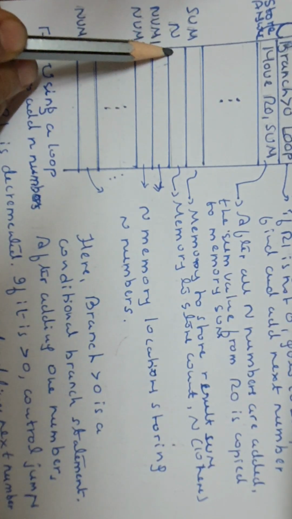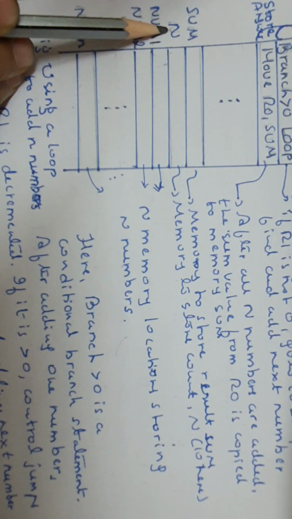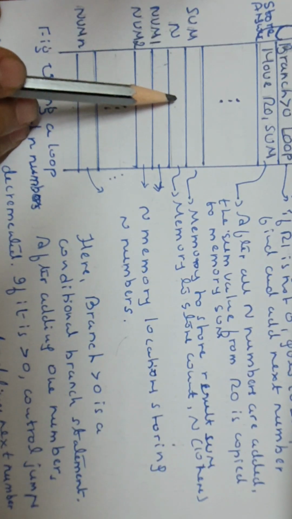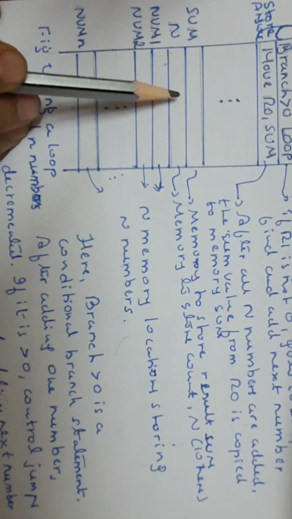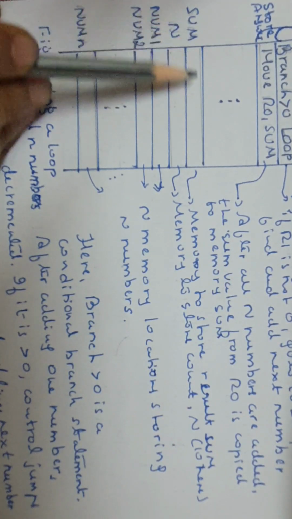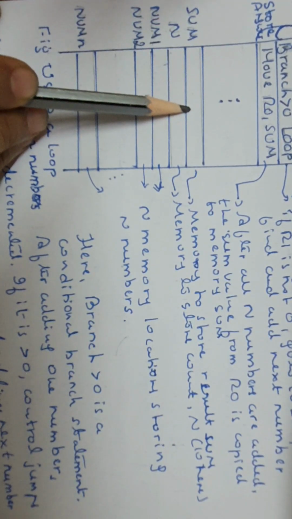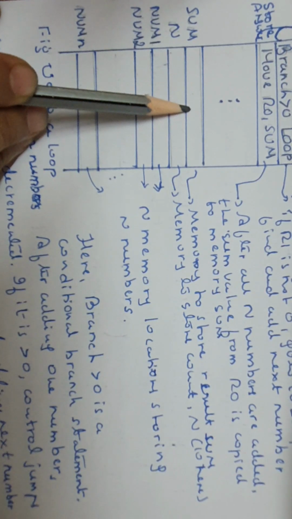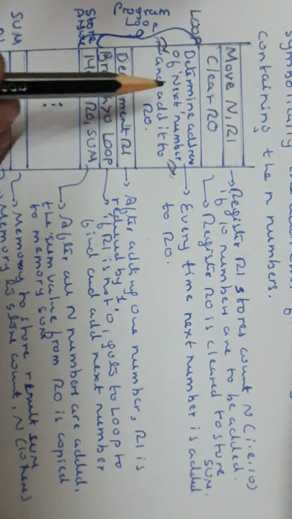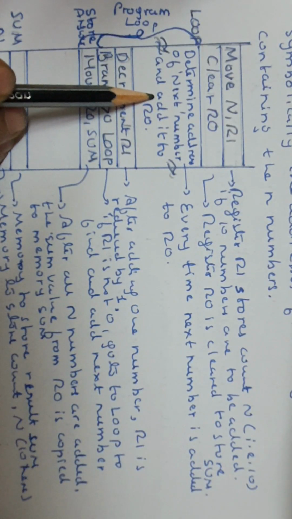Then this is another memory location whose name is capital N. In this, 5 or 10, that is the number of numbers which we are going to add in the program, is stored. Then this is another memory location called SUM, where we are going to store the result, that is the addition of all n numbers. Memory locations continue here. This part of memory is where the program is stored.